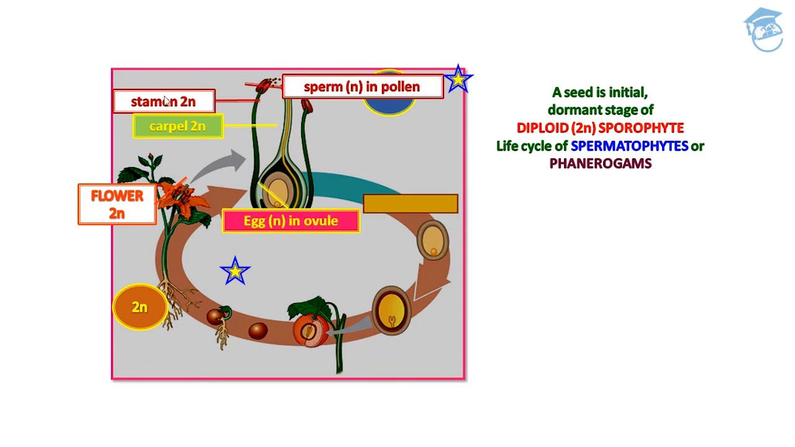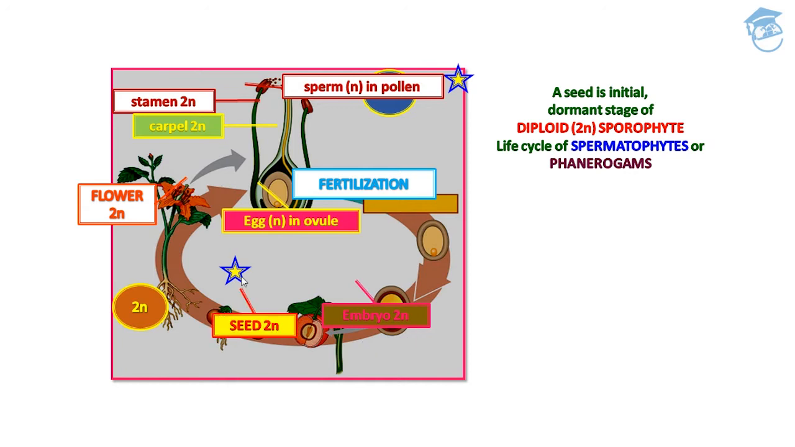And the stamen produces a sperm, which is n, in the pollen. N represents the haploid stage, and the carpel produces an egg, which is again n, that is haploid. And then fertilization takes place and it forms the embryo, which is 2n. And it forms the seed, which is 2n.